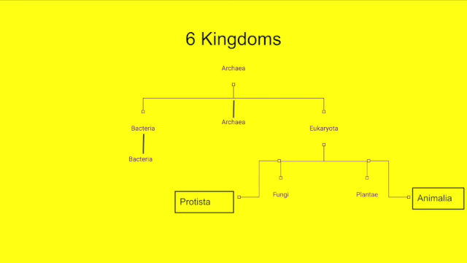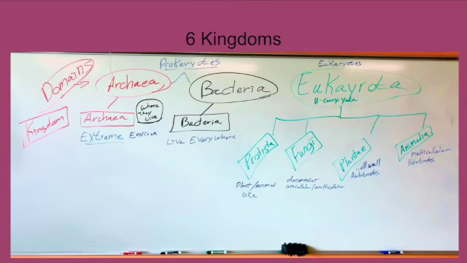The six kingdoms that go with each: domain bacteria has kingdom bacteria. Domain archaea has the kingdom archaea or archaea bacteria. And domain eukaryota has four different kingdoms: protista, fungi, plantae, and animalia. All right, so then this is where we kind of broke everything down.